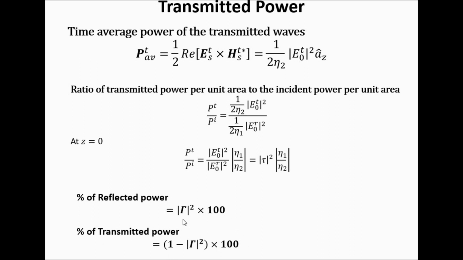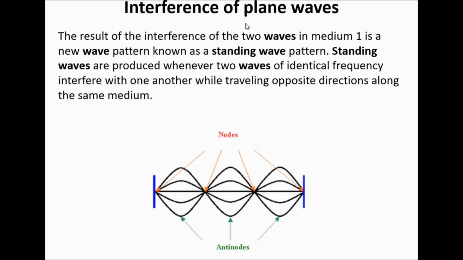So we can find how much power will be reflected and how much power will be transmitted. For example, if the reflection coefficient is 0.5, meaning that 25% power will be reflected back and 75% power will be transmitted. Now you see we have two waves in medium 1. One is the incident and another is the reflected wave. So we have two waves with the same frequency but traveling in opposite directions. They might superimpose with one another.